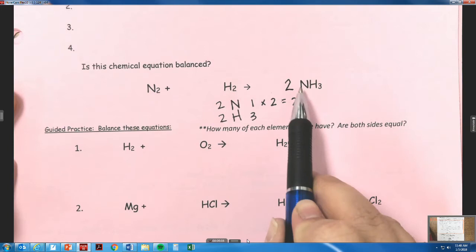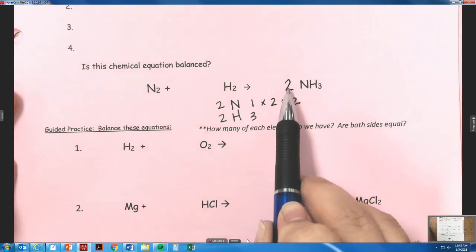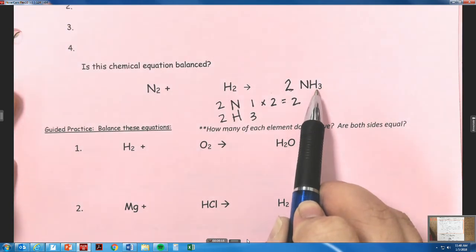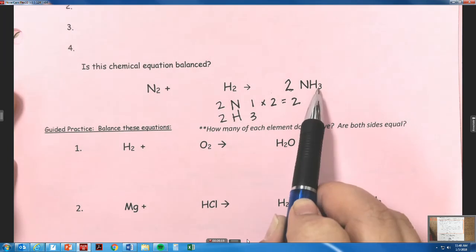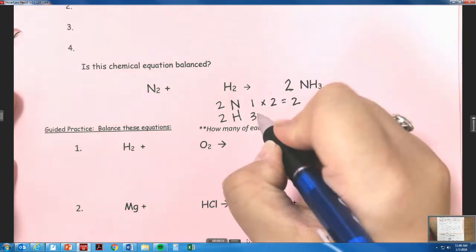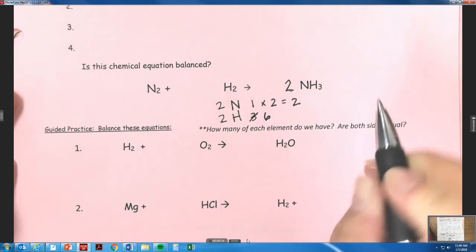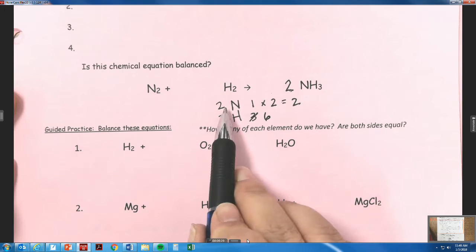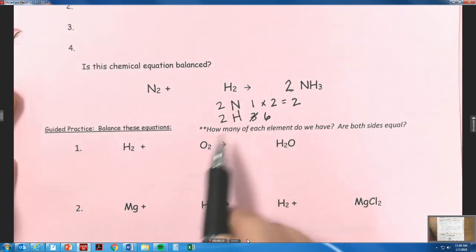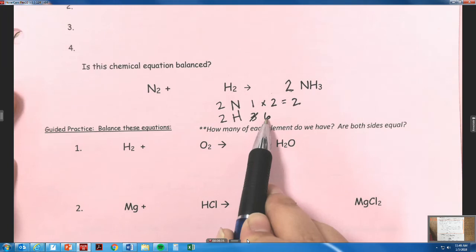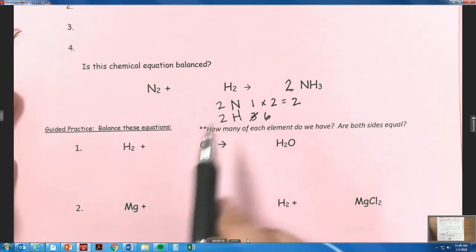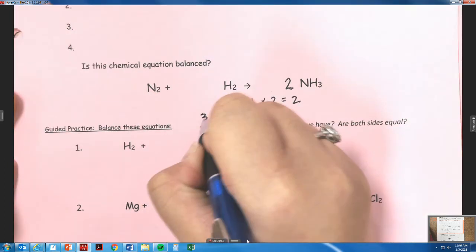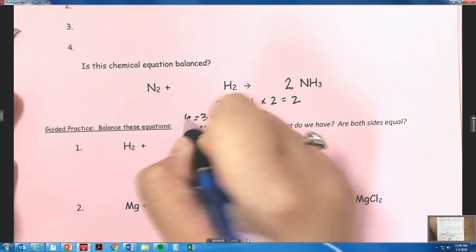But notice, because I put that 2 there, what does it change? It changes the number of hydrogen atoms I have. So instead of just having 3 hydrogen atoms, I now have 6. Cross that 3 out, I now have 6. Now that my nitrogen is balanced, I can move on to my hydrogen atoms. If I have 6 on my product side and I only have 2 on my reactant side, then that means I'm going to have to multiply by 3 to equal 6.